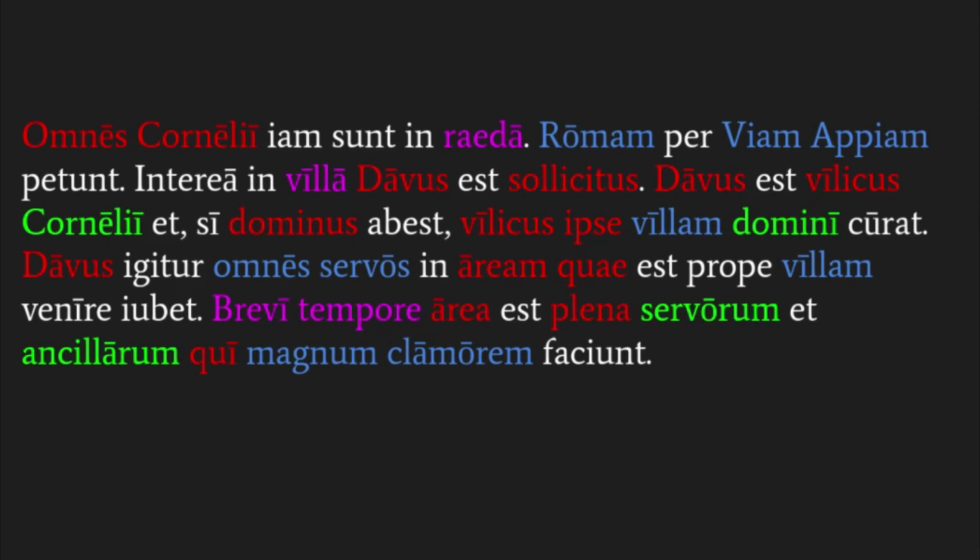Then you have interea in villa Davus est sollicitus. So meanwhile, interea, in villa, in the house, Davus est sollicitus. Davus is anxious or worried. Davus est vilicus Cornelii, et si dominus abest, vilicus ipse villam domini curat. So Davus is the overseer, Davus est vilicus. And again, a vilicus is an overseer. In a Roman farm, it would be a slave, right? You have to remember Davus is a slave. He's a slave who watches and kind of is above the other slaves, if that makes sense. He's kind of the leader or the person in charge of the other slaves, right? So he's the vilicus. And you have Cornelii here.